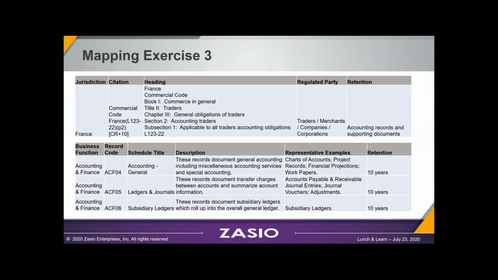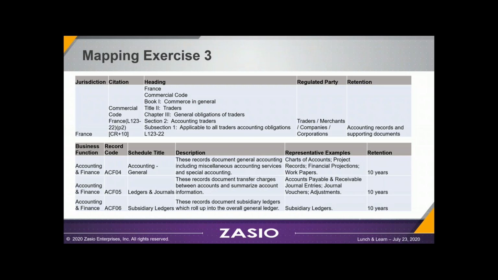So here's one I thought it'd be interesting to throw in, an international requirement. It may not be relevant if you're only domestic, but I still think it's helpful to talk about because it's a broad requirement again. It talks about accounting records and supporting documents. So that's where you're making that analysis decision again: how broadly do I want to consider this?